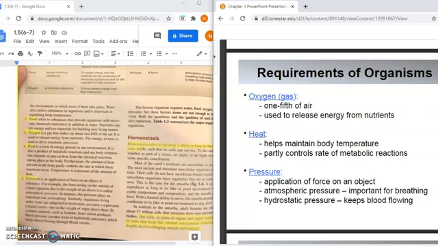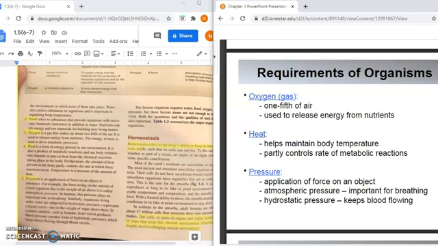Last one up would be pressure. Pressure is an application of force on an object or substance. So there are 2 types of pressures explained in section 1.5. The first one would be atmospheric pressure, which typically applies to land organisms. So this pressure is force on outside of land organisms due to the weight of air, which is important for breathing. The second one would be hydrostatic pressure, which typically applies to underwater organisms.